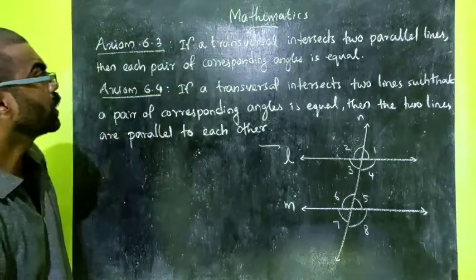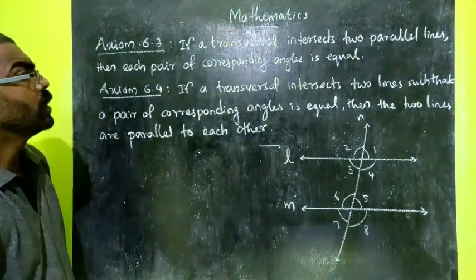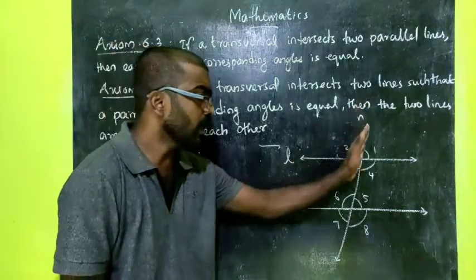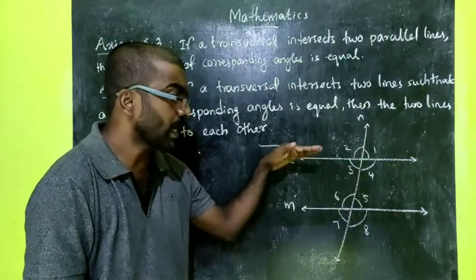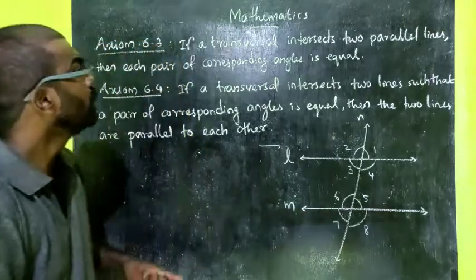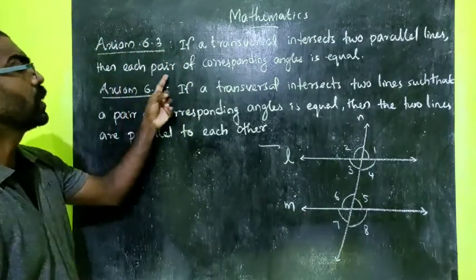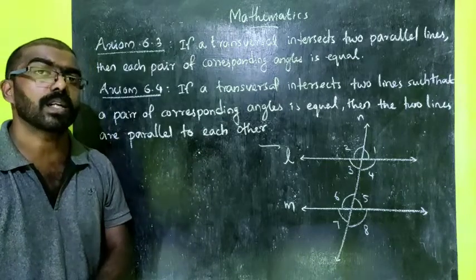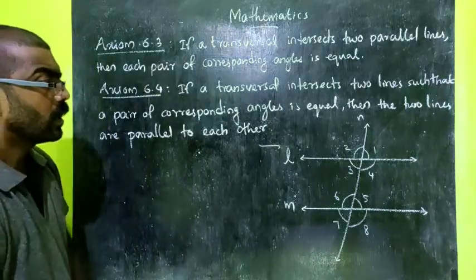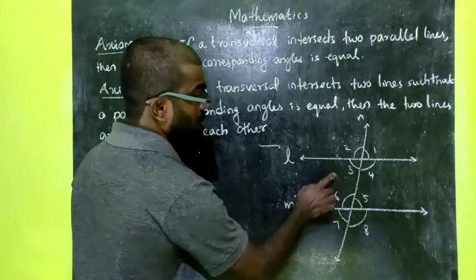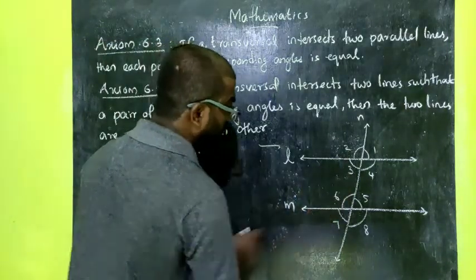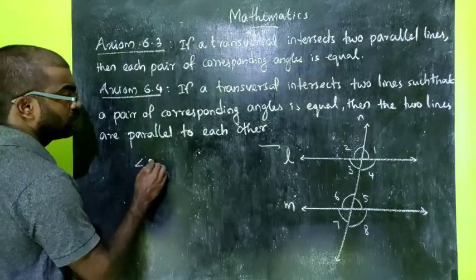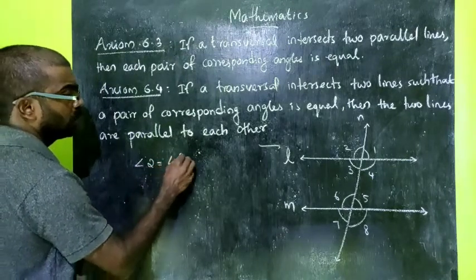Here the axiom states that if a transversal intersects two parallel lines, here N is the transversal which intersects the parallel lines L and M, then each pair of corresponding angles are equal. Here, what are the corresponding angles? Angle 2 and angle 6. So by axiom 6.3 we can write angle 2 equal to angle 6.